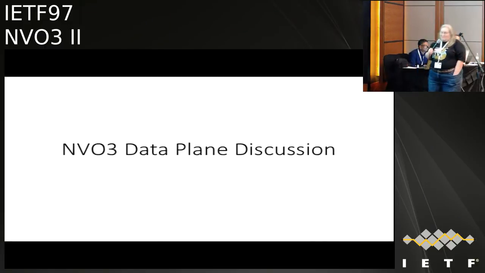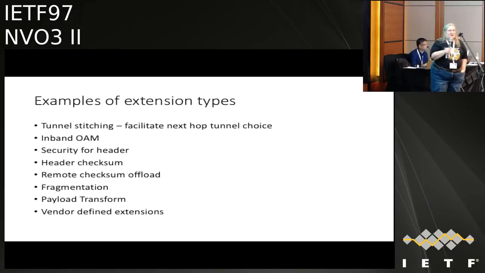Okay. NVO3 data plane discussion. Had a really good active discussion. Next. So we discussed some of the extension types that people feel there's need for. These are kind of thought starters, and you can find examples of some of these extensions in the GUE or Geneve drafts. Next.